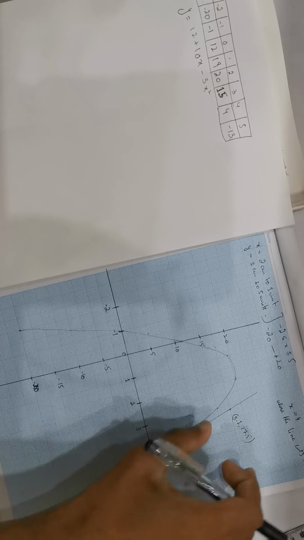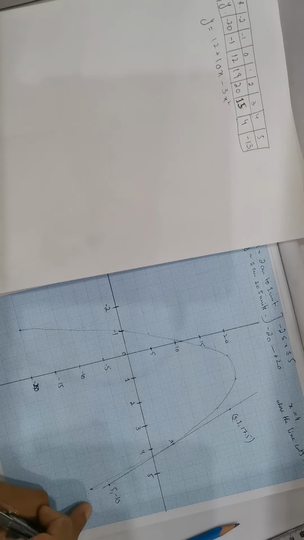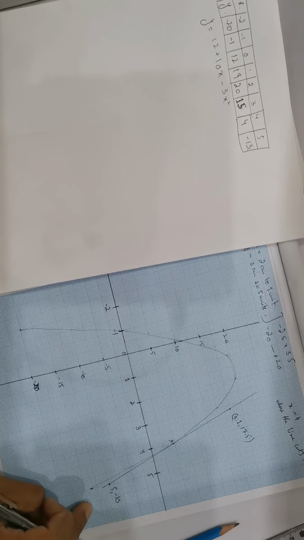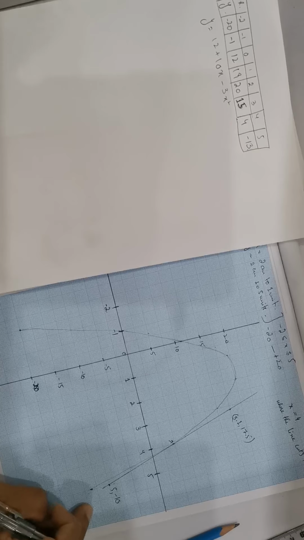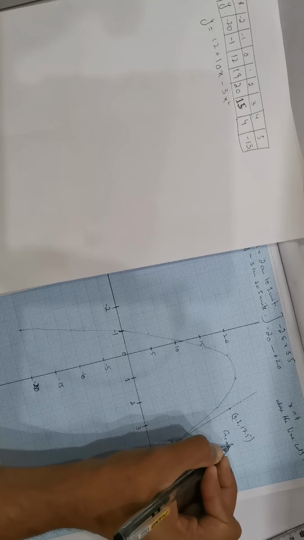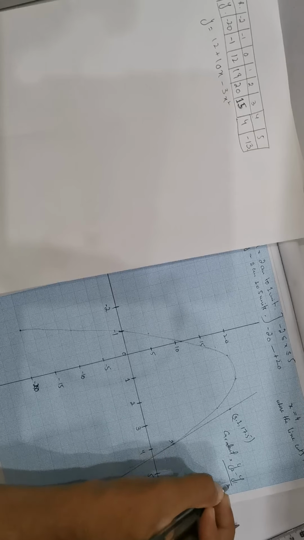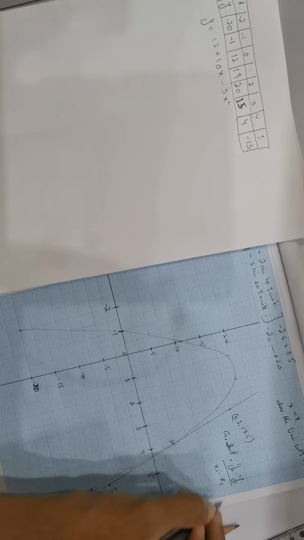Now you see these are the 2 points on the curve. You can take any 2 points on the curve. After taking these 2 points, what you need to do is calculate their gradient. Now how to calculate gradient? The formula of gradient is y2 minus y1 over x2 minus x1.